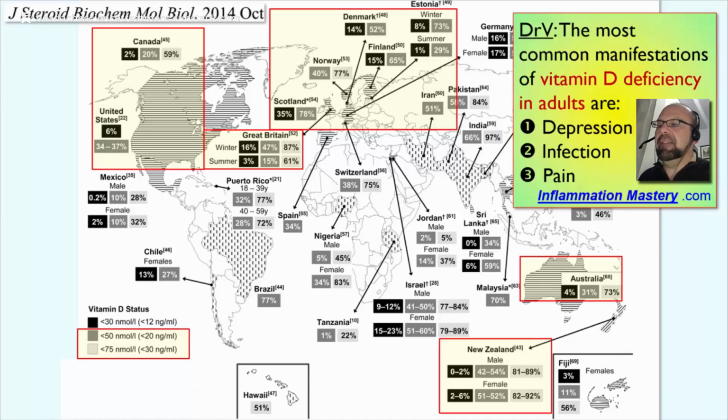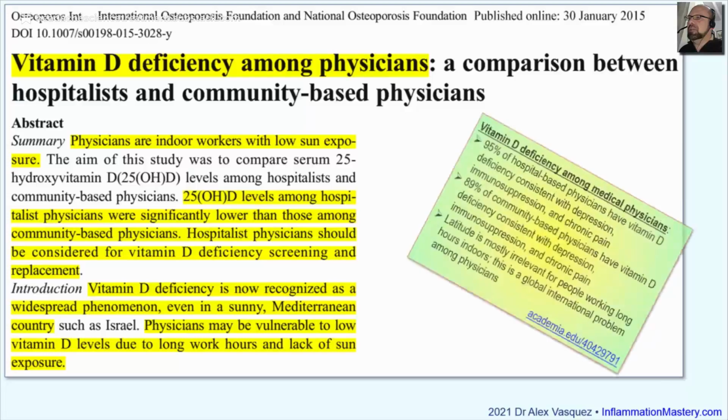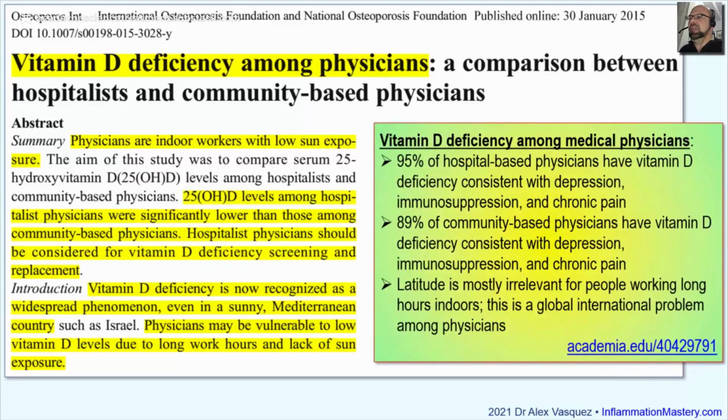And very interestingly, we see vitamin D deficiency not only among the general population and among patients, but also among medical doctors. Here's an article published by the International Osteoporosis Foundation in 2015 showing vitamin D deficiency among physicians. 95% of hospital-based physicians have vitamin D deficiency, consistent with depression, immunosuppression, and chronic pain, whereas 89% of free-range physicians outside of the hospital also have vitamin D deficiency. Not surprisingly, latitude is mostly irrelevant for people working long hours indoors.